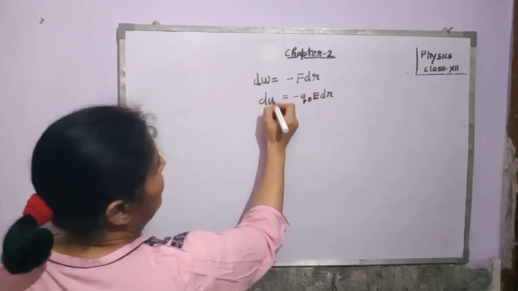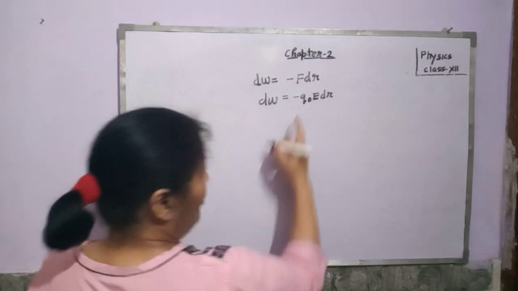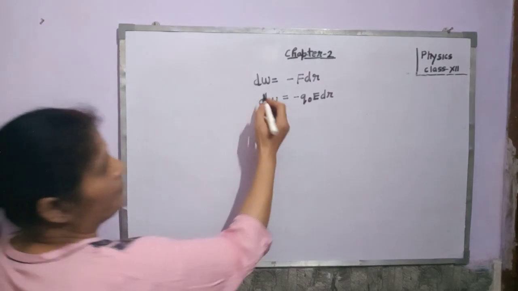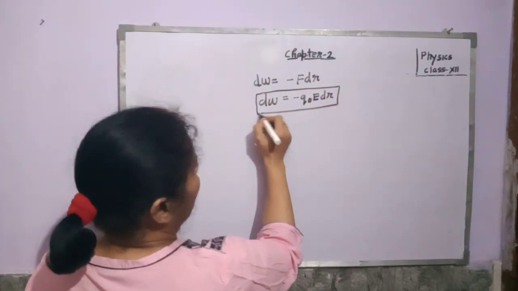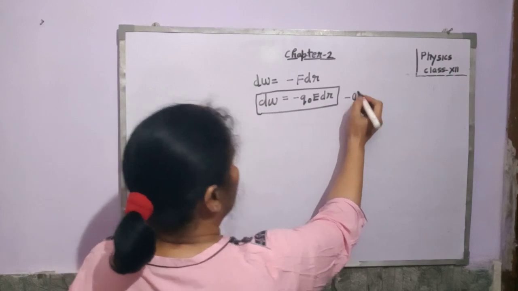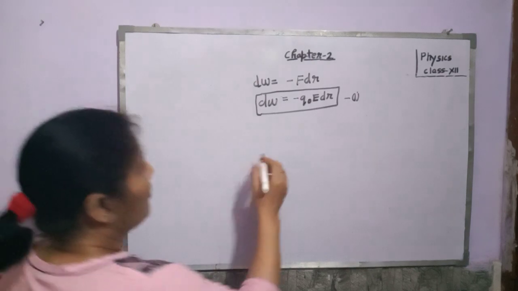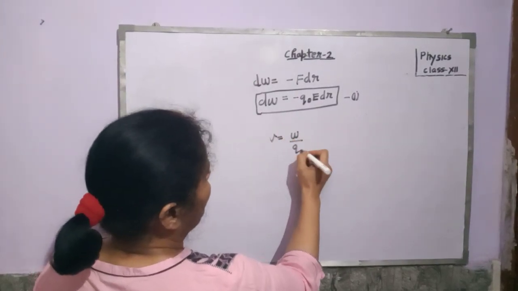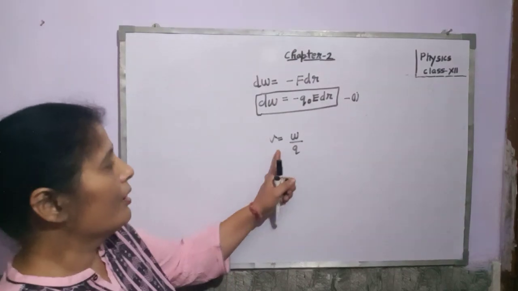As you know, F is equal to qE, and in place of q, there is the value of q naught, which is placed at the point A. This is your equation number 1 in this case. Now also from the definition of the potential, you know that V is equal to W upon Q, or you can say here W is equal to VQ.